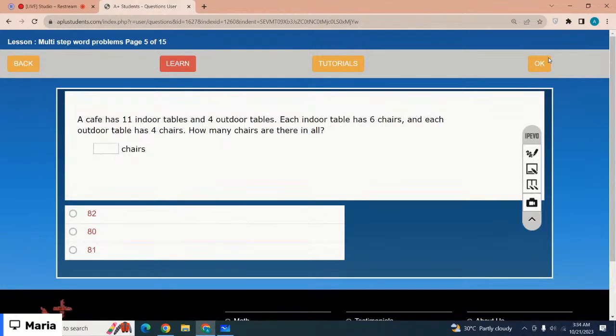Okay, that's the one we did in the tutorial. A cafe has 11 indoor tables and 4 outdoor tables. Each indoor table has 6 chairs and each outdoor table has 4 chairs. So, how many chairs are there in all? Which is the correct option? That's the one we did in the tutorial, right? That means the total chairs are 82. So, the correct option is 82.